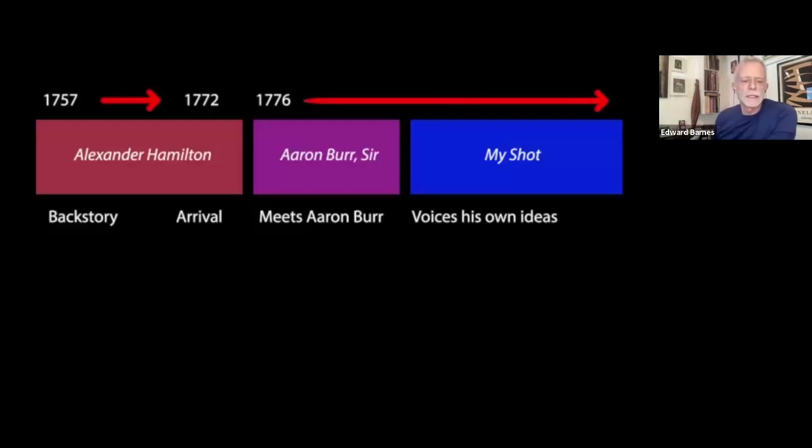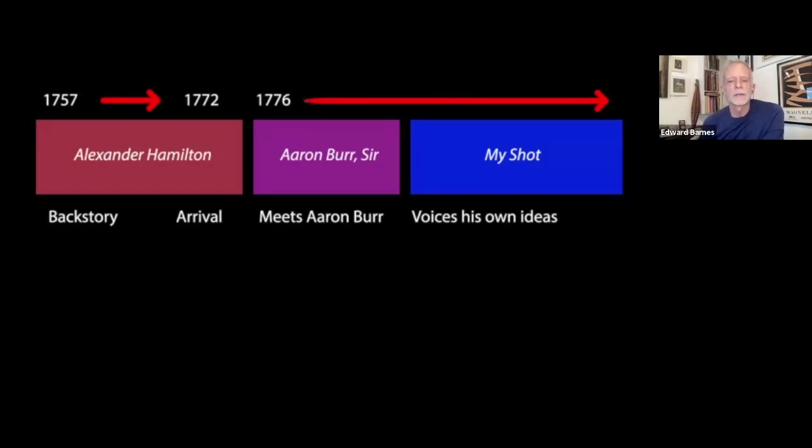So you should be able to see now the first three songs that we're going to talk about today, which are Alexander Hamilton, Aaron Burr, Sir, and My Shot. And in terms of the story and the history that's going on with Alexander Hamilton, the song Alexander Hamilton takes place over the years 1757 to 1772, and Aaron Burr, Sir, and My Shot start in 1776. It's a moment there.